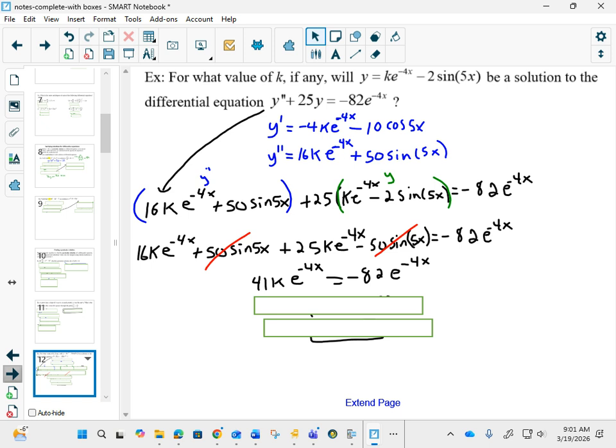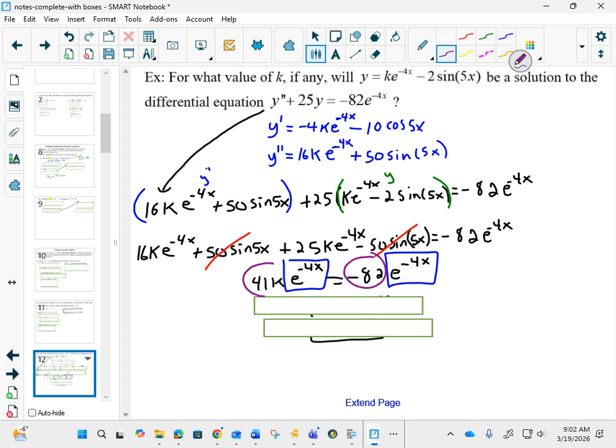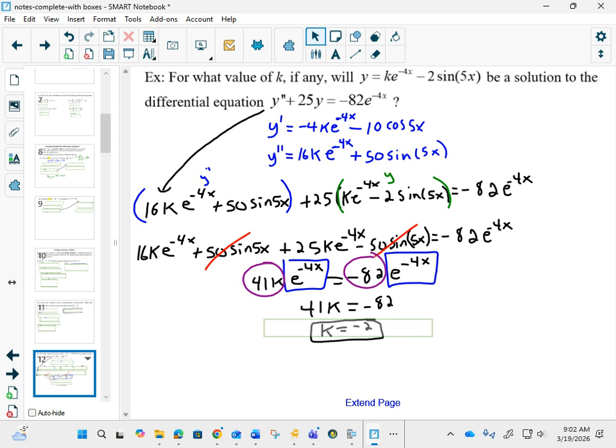I combine my like terms, and I notice the following, that I've got an e to the minus 4x there, and e to the minus 4x there. Does it make sense then that if these are the same, those things in the purple circles have to be the same? And so k would have to be -2 for this to be a solution.